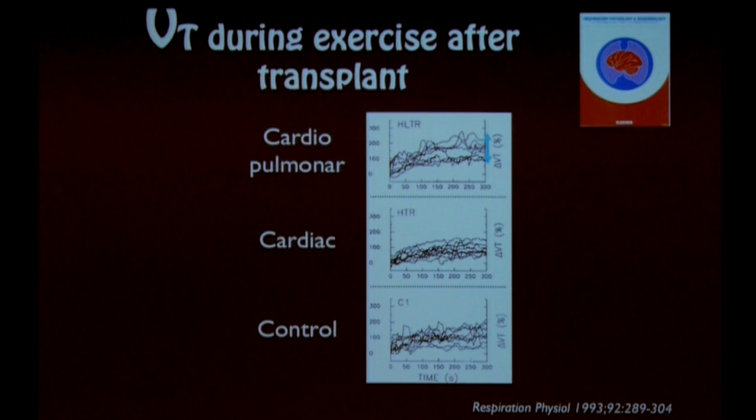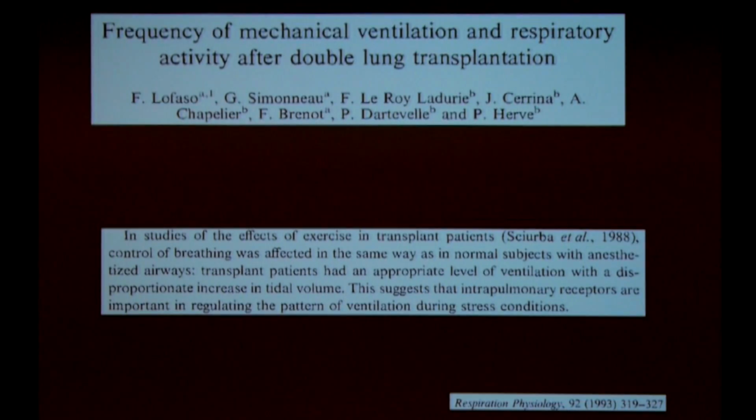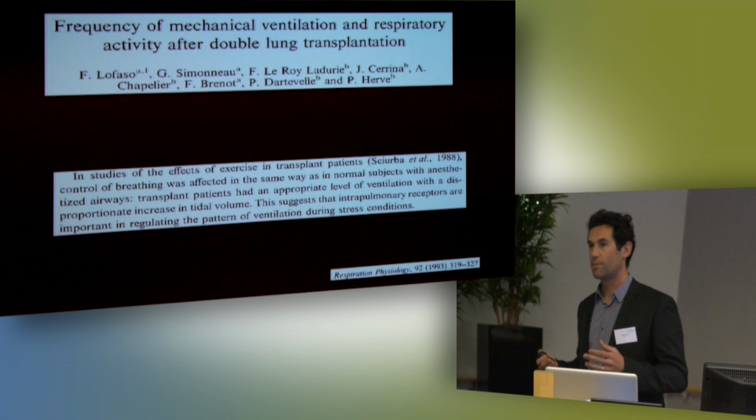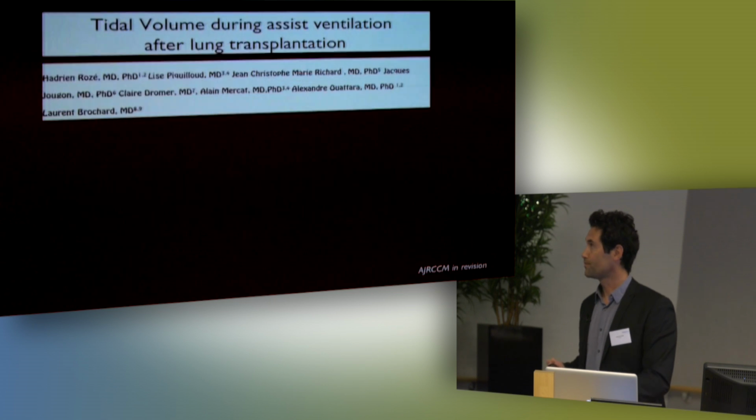In some patients, it increases much more than in the control group. So there was a lot of discussion from all these studies at the beginning of the 90s, saying that probably the control of breathing has been changed because of the vagotomy, and tidal volume is probably increased too much in comparison to a control group. So we could expect that if we let the patient under proportional assist mode, the tidal volume will be higher than in a control group.